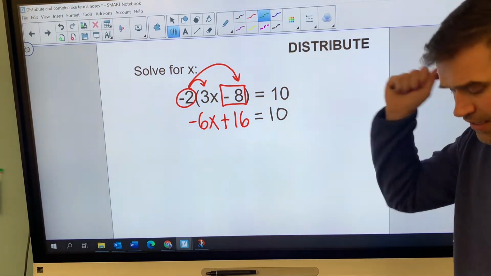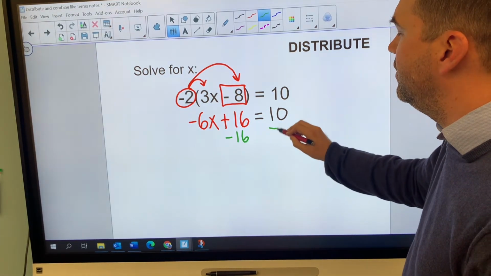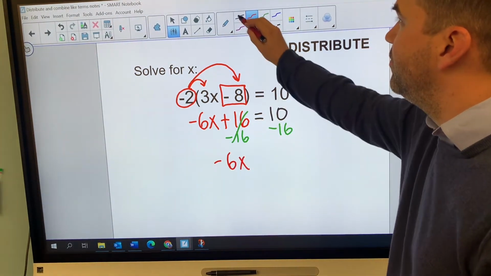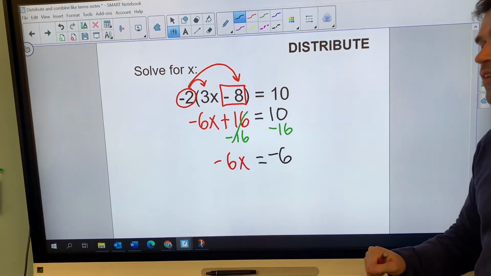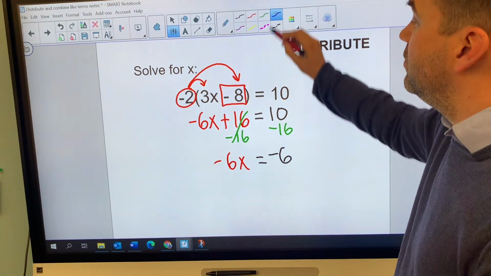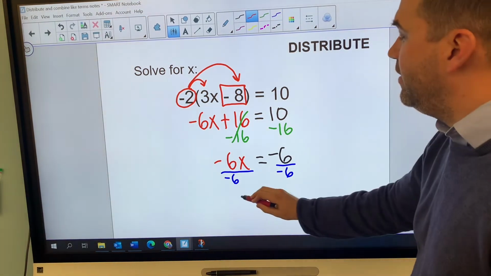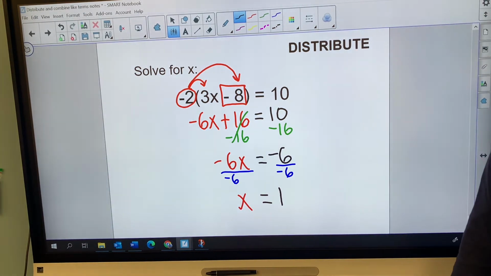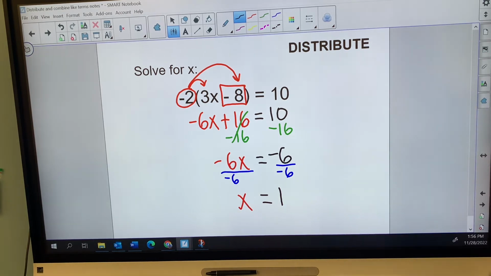And I have, yes, a two-step equation. I'm going to start by subtracting 16 to clear out the constant. Leaves me with -6x equals 10 minus 16, -6. We need a calculator for that. We've got it. Now, I'm going to divide by -6, the coefficient of x, and it leaves me with x equals negative and negative divide to positive, +1. Again, we start with that distributing, gives me a two-step equation, and then I solve using those two steps.